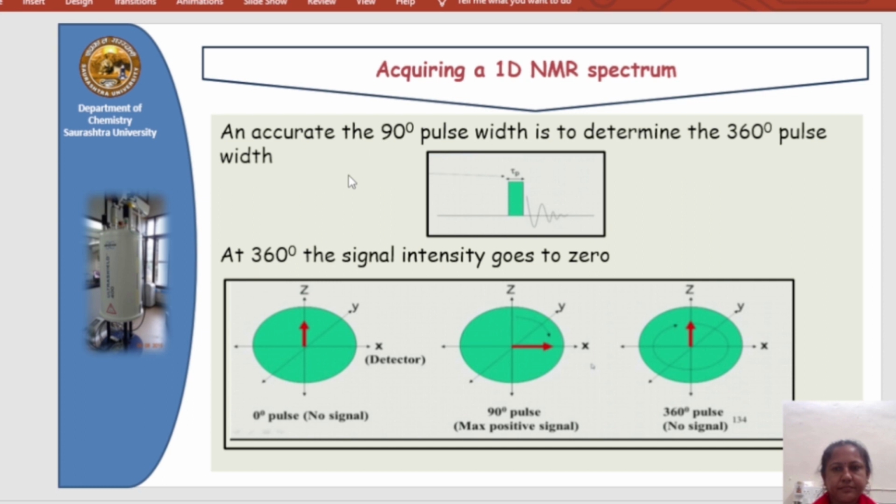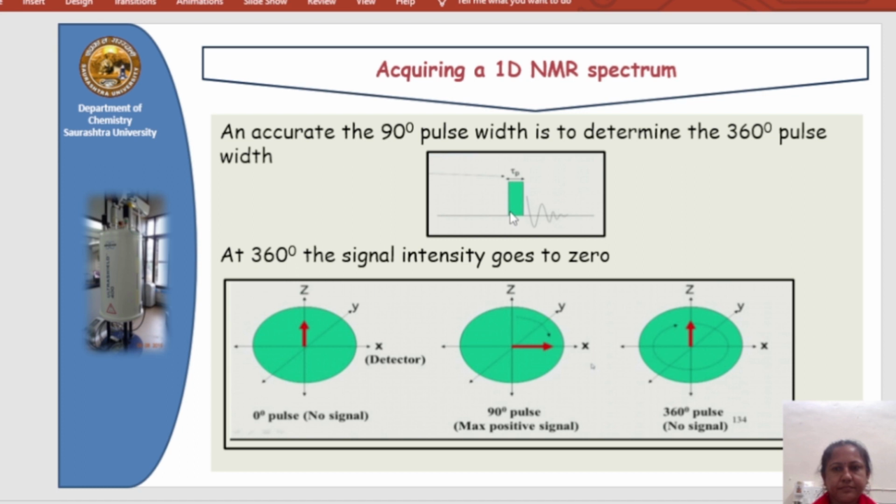If we apply a 70 degree pulse, then what happens? If we apply an 80 degree pulse, then what happens? So it is important to use the 90-degree pulse, and that is a calibration. So in the 1D spectrum generally we apply a 90 degree pulse.